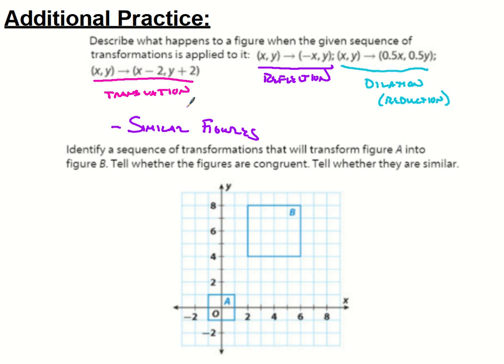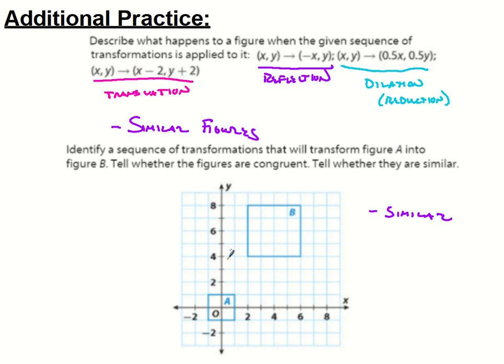Okay. Now also what you're going to have to do is you might have to look at two different shapes, and you might have to determine how to get from one to the other. So identify a sequence of transformations that will transform figure A into figure B. Tell whether the figures are congruent or whether they're similar. So right away we know that they are not congruent because they're different sizes. Okay, we know that they are similar.